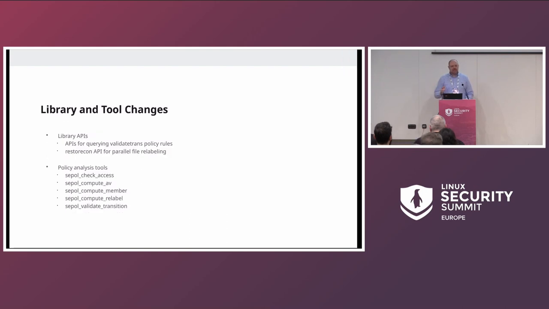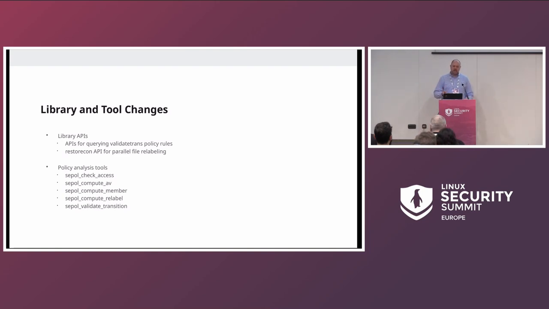And user space has seen a number of changes. Once again, just picking out some highlights. So we added a couple new library APIs. There's APIs for querying validate trans policy rules, which if you're a policy guru, you know what that means, and that's wonderful. If not, don't worry, it just means you can make better policy tools.